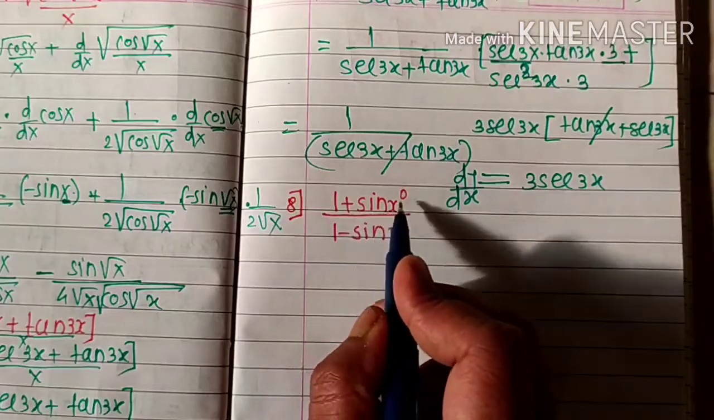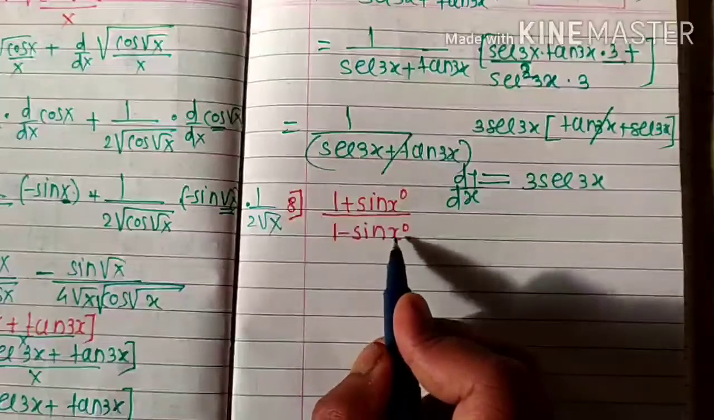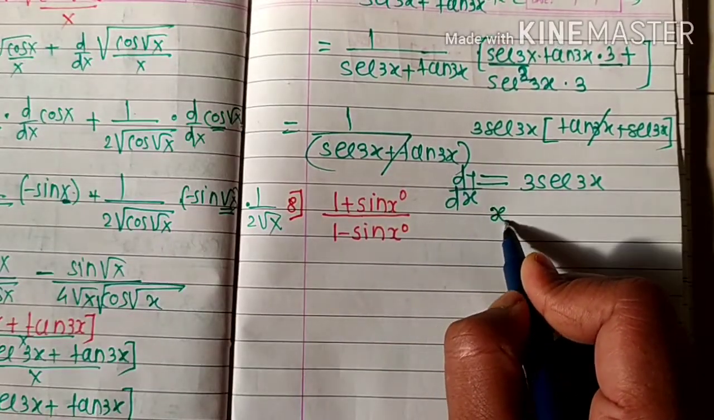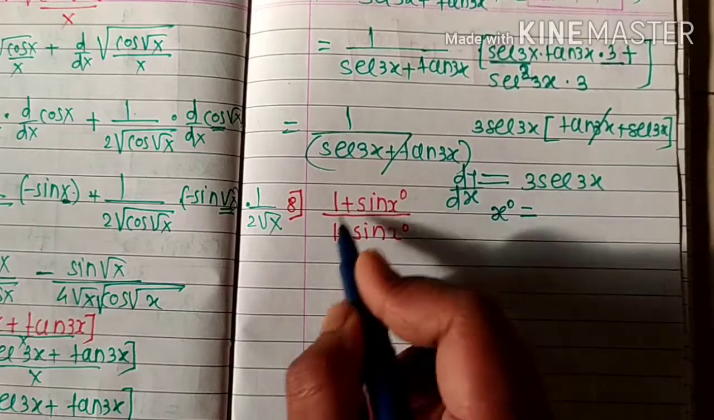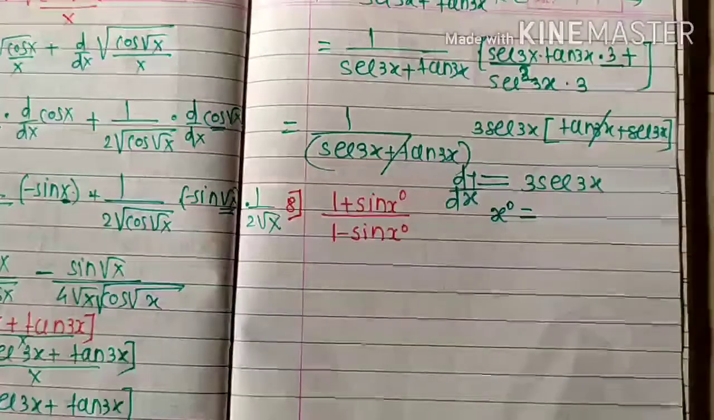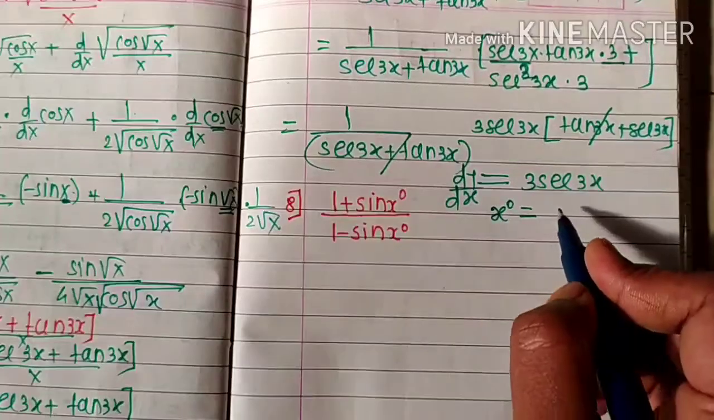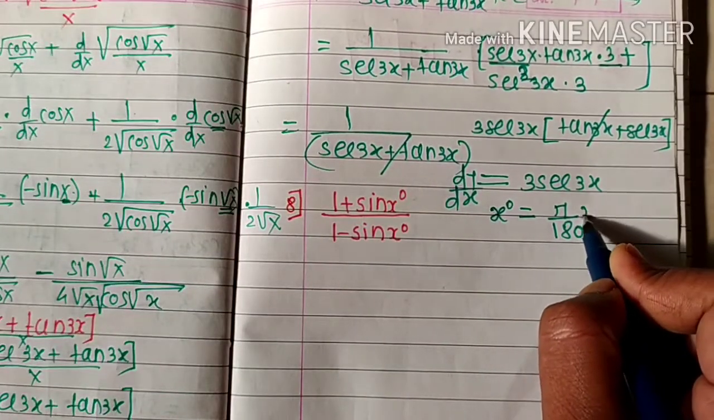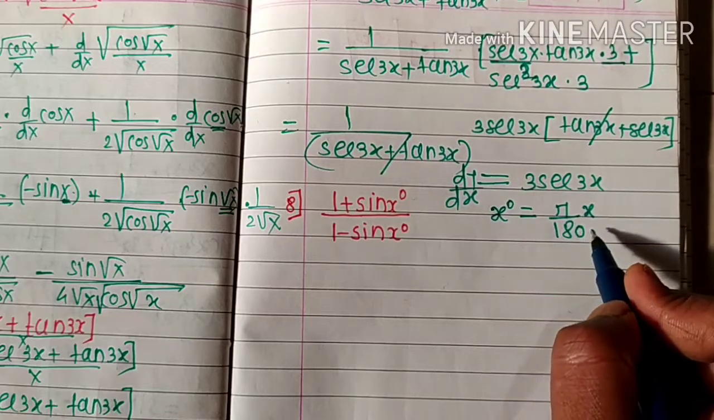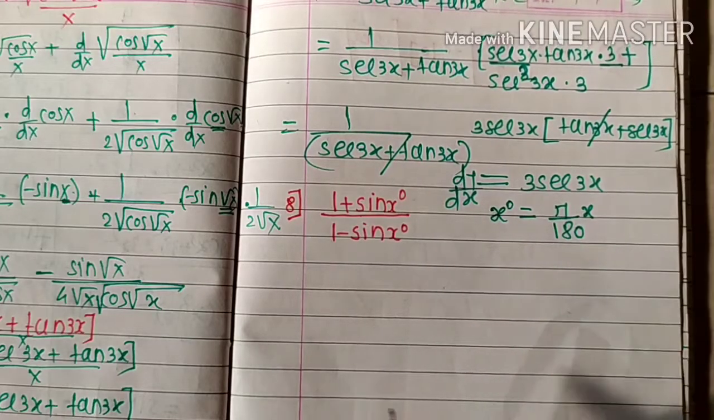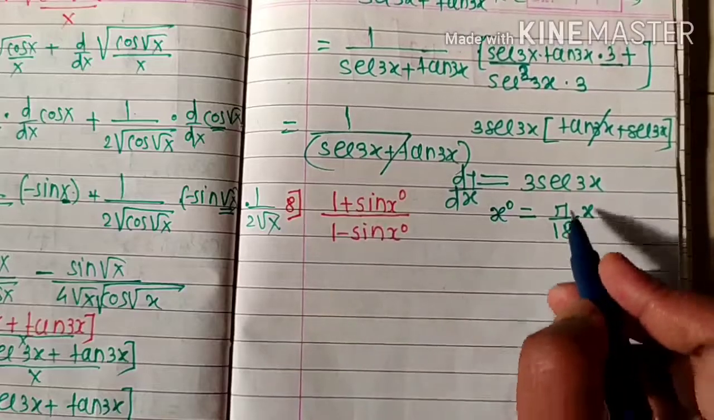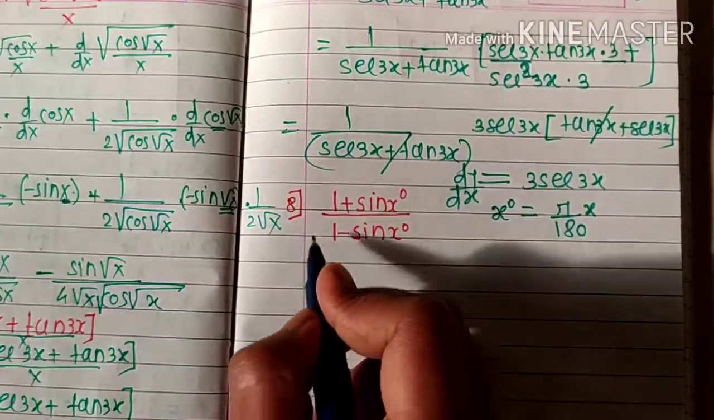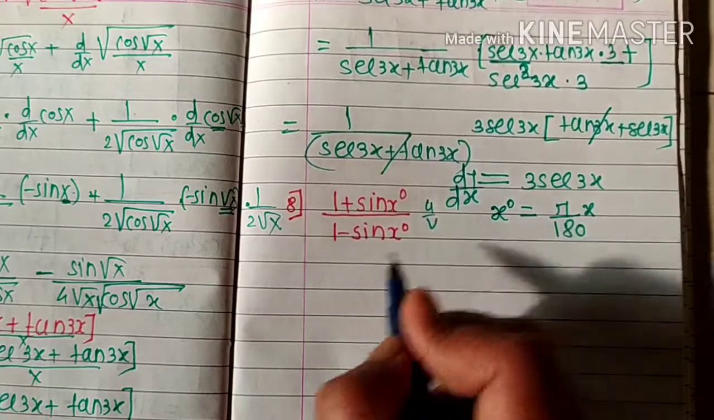Y is equal to (1 plus sin x degree) divided by (1 minus sin x degree). Here x is given in terms of degrees, so we simplify this degree into radians. When any angle is given in terms of degrees, we simplify it into radians. We have already studied in 11th standard how to simplify this: x degree is equal to pi by 180 into x in terms of radians. Then first we differentiate, and then we substitute x degree as pi by 180 into x. Here we use the u upon v rule, that is the quotient rule.